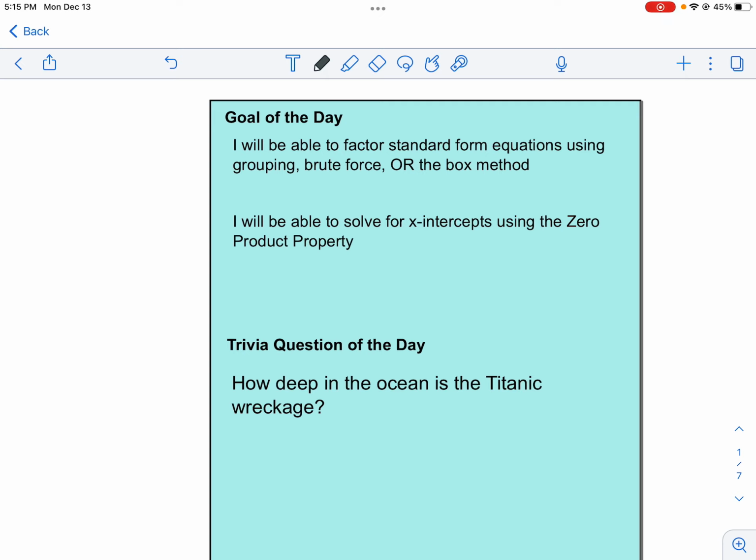It is 12,500 feet, or 2.4 miles underneath the surface. That was a really long way down. No thank you, I will not be seeing that anytime soon.